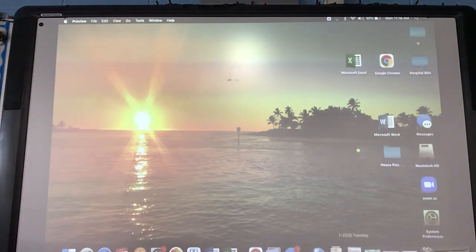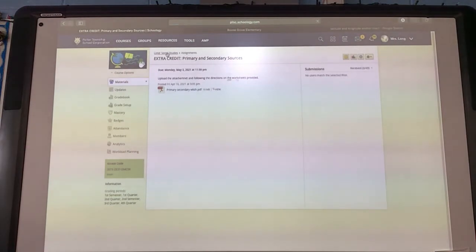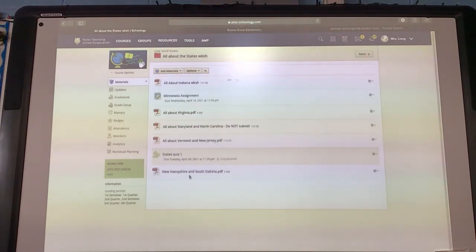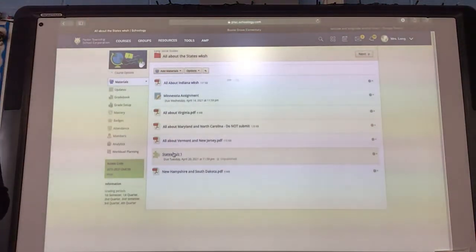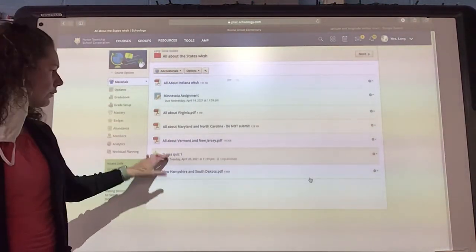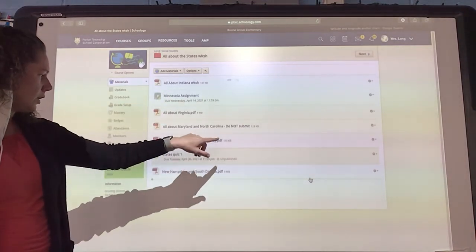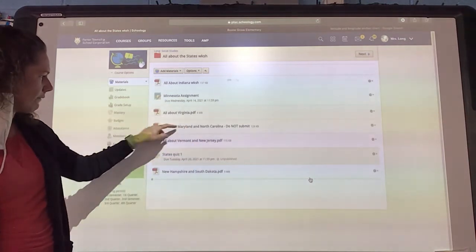Let's see. Today, I'm looking for... 11:18. I know, time is going fast, isn't it? Today you have in the All About States folder, New Hampshire and South Dakota. Those of you here at school get a hard copy so you can do it that way. Tomorrow, don't forget, you have a states quiz 1 over the states that we've already done. So Virginia, Minnesota, Indiana, Maryland, North Carolina, Vermont, and New Jersey, right?